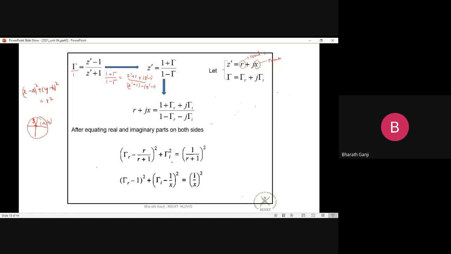So I can see that when I equate these two things, I got two circle equations. What do these equations say? If you remember, if I have to draw this circle, how do I draw it? First I take the x axis, then I take the y axis.